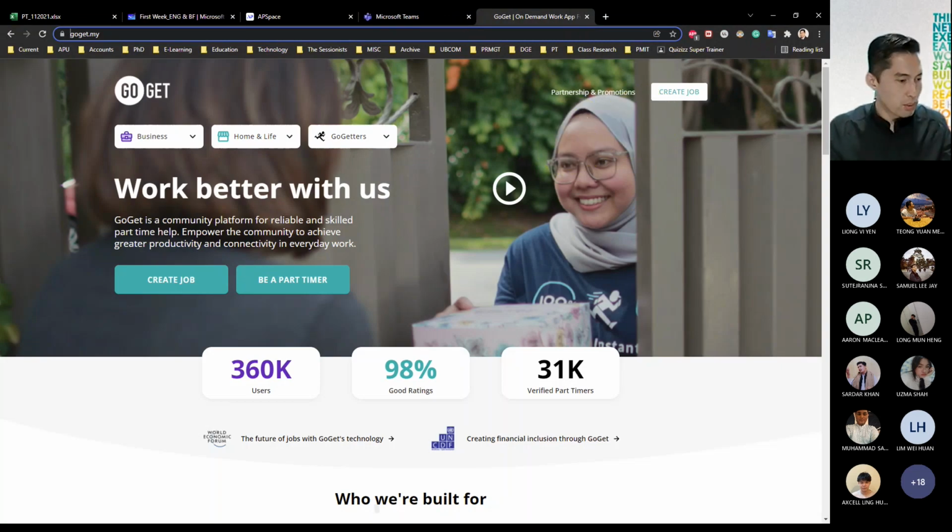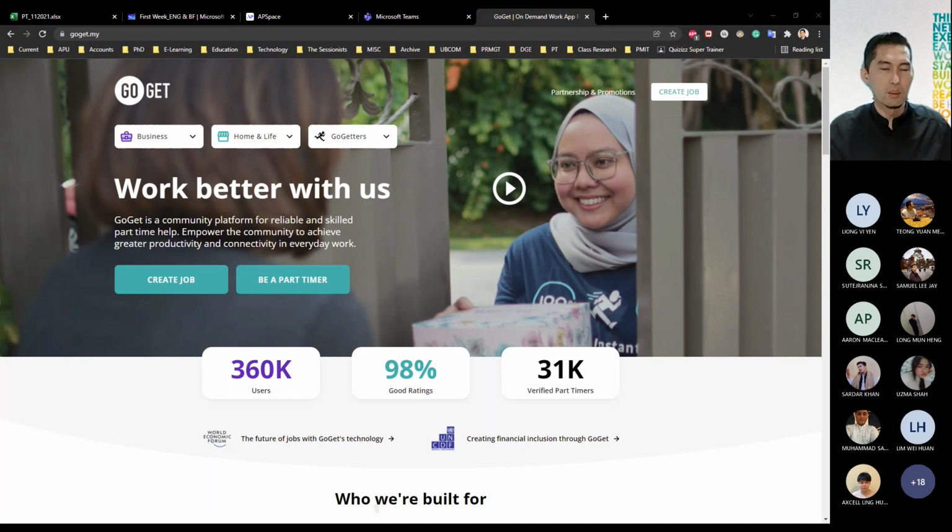So can I see a show of hands from everyone in class? Anyone has used this platform before? It's called GoGet, goget.my. Have you used GoGet before? I've only visited it before, sir. Oh, okay, all right.